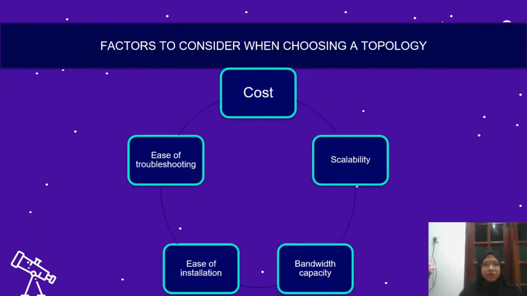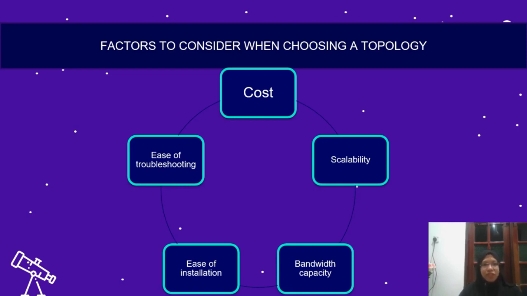The type of physical topology you choose for your network is important because it affects how devices communicate. Some of the factors to consider when choosing a topology include: first, cost; second, scalability; third, bandwidth capacity; fourth, ease of installation; fifth, ease of troubleshooting.